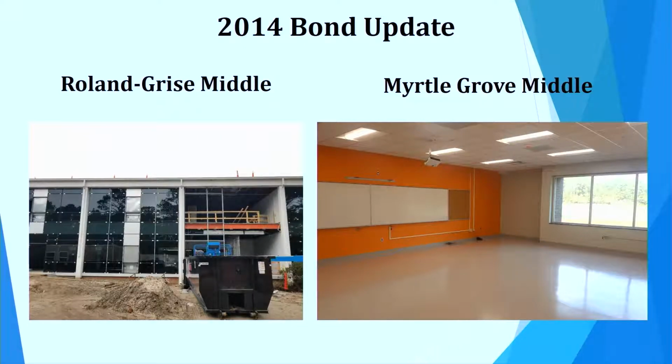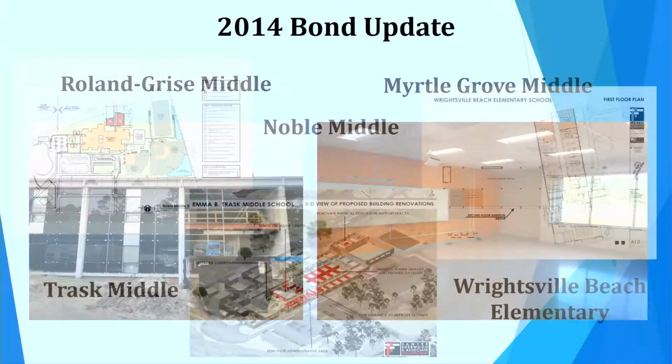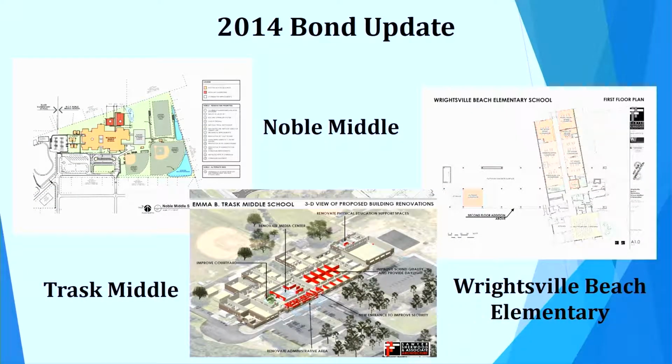Some projects, two major projects that are underway right now, the renovations at Rolling Rice. You can tell from that picture there, it doesn't even look like the old building. So major improvements there. And there's a picture of one of the newly renovated classrooms at Myrtle Grove. Our current bond, we're really approaching the end of our current bond program. It was passed by referendum in November of 2014.